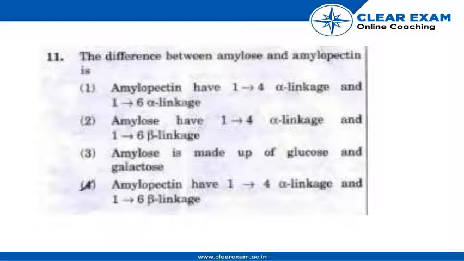Let's see question number 11. The difference between amylose and amylopectin is: first, amylopectin has 1 to 4 alpha linkage and 1 to 6 alpha linkage. Second, amylose has 1 to 4 alpha linkage and 1 to 6 beta linkage.